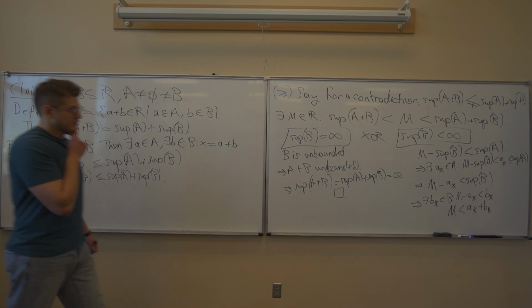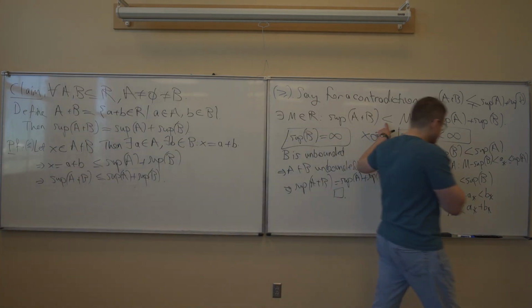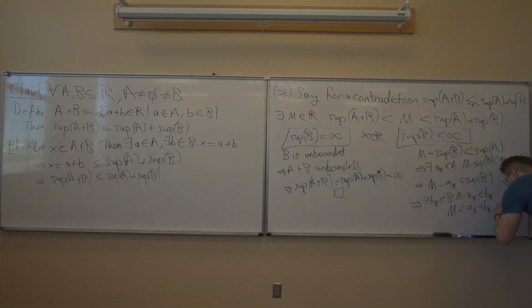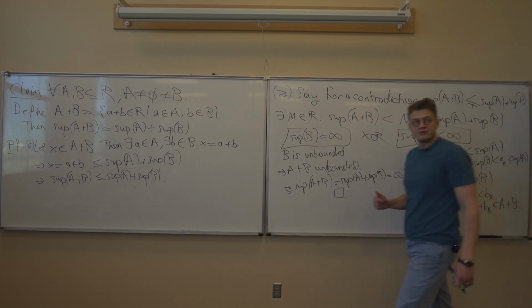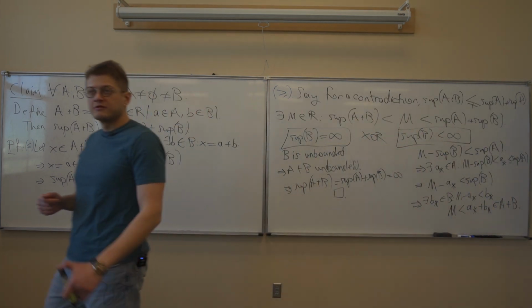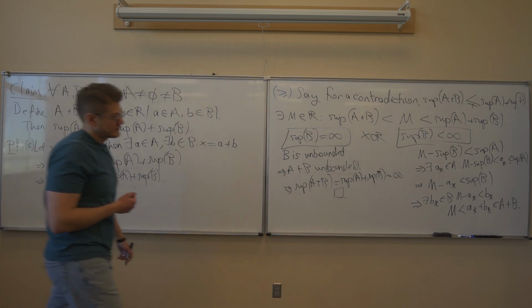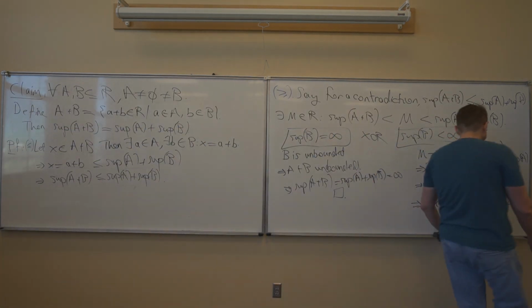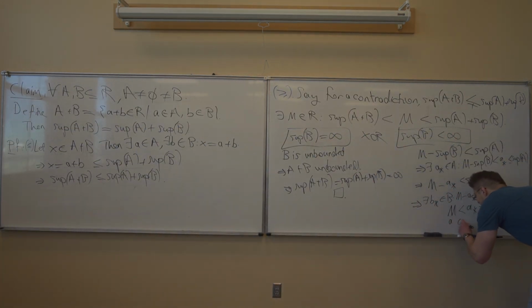Okay. It's a contradiction. M is not an upper bound for A plus B at all, right? I'm glad I was able to figure it out. Contradiction.